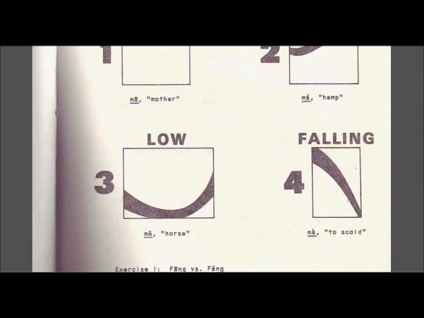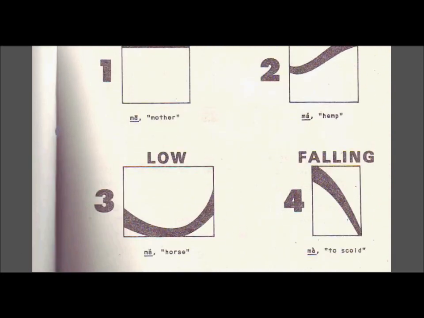The fourth tone is called the falling tone. It's an abrupt drop from the top of your range to the bottom, as the display shows. Listen to the falling tone word, which means to scold. 骂骂骂 Since in English we use a falling intonation at the end of statements and exclamations, the falling tone sounds declarative or emphatic to us.